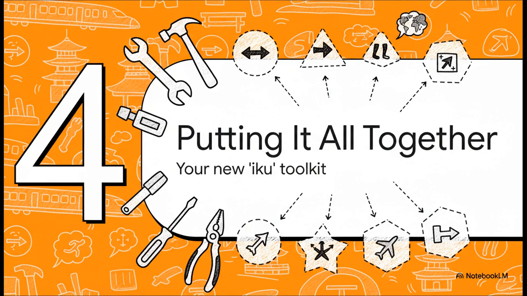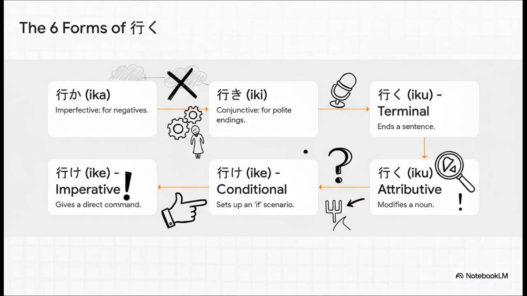And there we go. That's the whole shebang. We're putting it all together now. Think of these 6 forms not as just a list of conjugations, but as your new, complete toolkit for using the verb iku. So let's run through them one last time. We have ika, our connector for negatives. We have iki, our connector for polite endings and other verbs. We have iku, which can either end a sentence or describe a noun. And we have ike, which can either set up an if condition or be a direct command. It all comes down to what the verb is doing in the sentence.